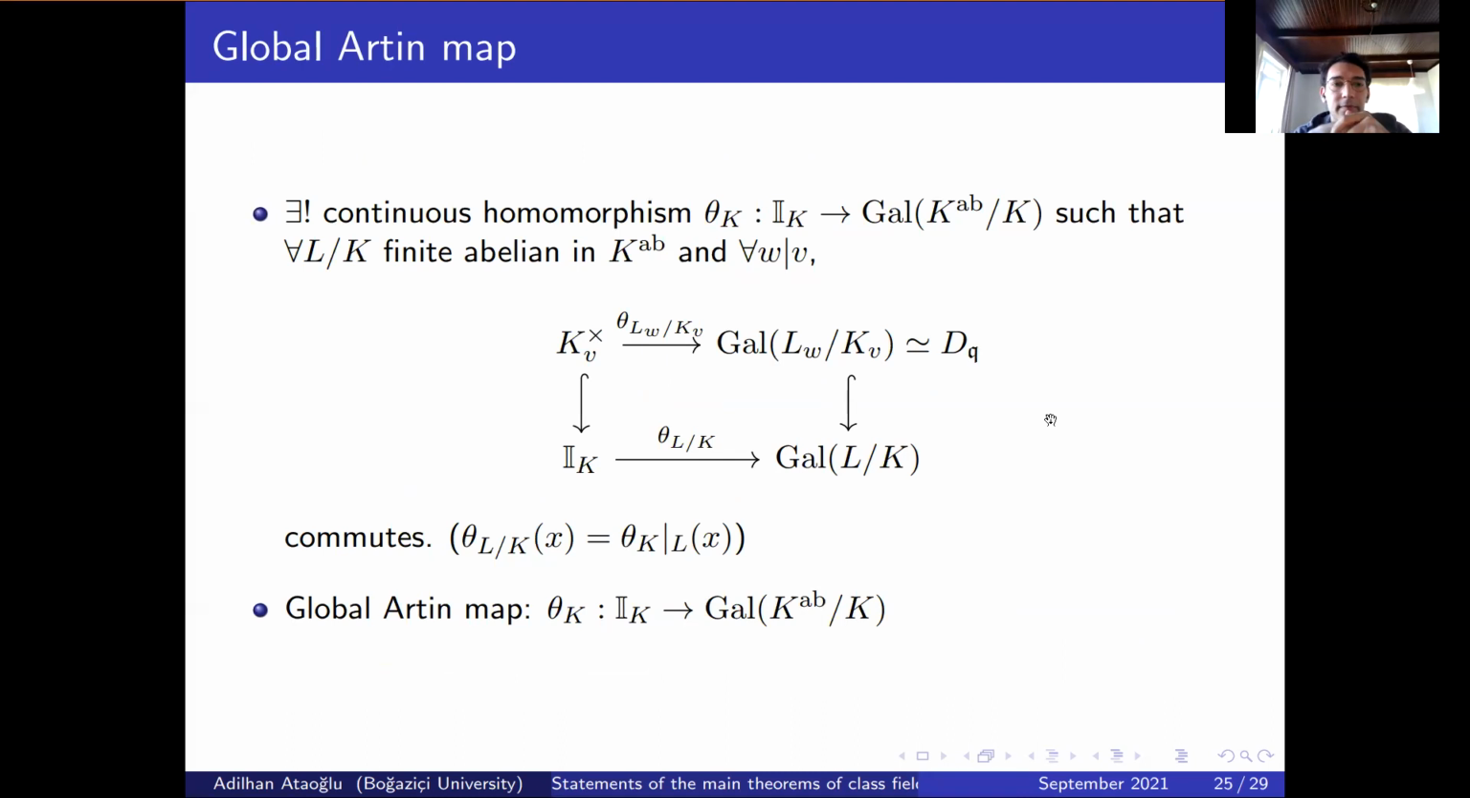And before the main statement, we define the global Artin map. This proposition says that there exists a unique continuous homomorphism theta K, called the global Artin map, from the idele group to the Galois group of the maximal abelian extension of K, such that for all L over K finite abelian, and for all w lying above the prime v, we have this commutative diagram. Now, the above map is the local Artin map. These are the local fields, and the below map is the global Artin map induced by the restriction for the Galois group. And now, by this diagram, we see that the local class field theory is embedded in the idele-theoretic version.